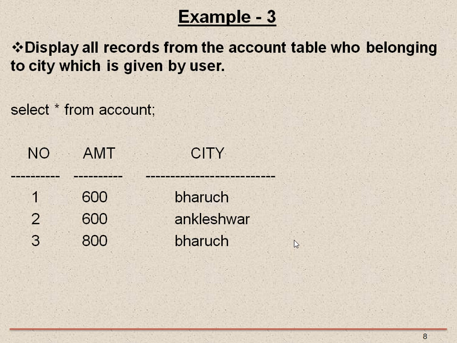For example, if I want to fetch the records of Ankleshwar city, what is my query? Select star from account where city equal to Ankleshwar. This is my query, and whenever I fire this query it will call the implicit cursor, but this query output I want with an explicit cursor. Okay, so now see how it happens.